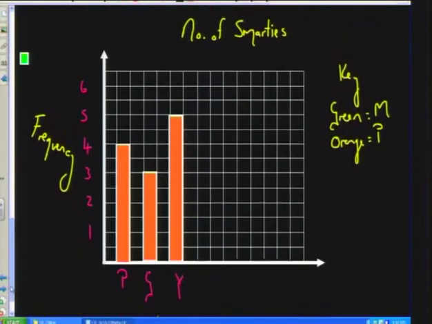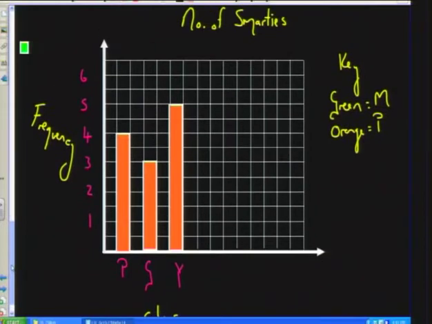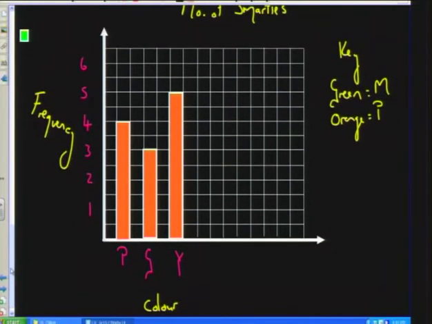Here it is. Okay, so for this graph, again, I've got a title, the number of Smarties, frequency, and then at the bottom, I've called this my different colors. Remember, I've got my key where green represents Megan and orange represents myself, Peter.